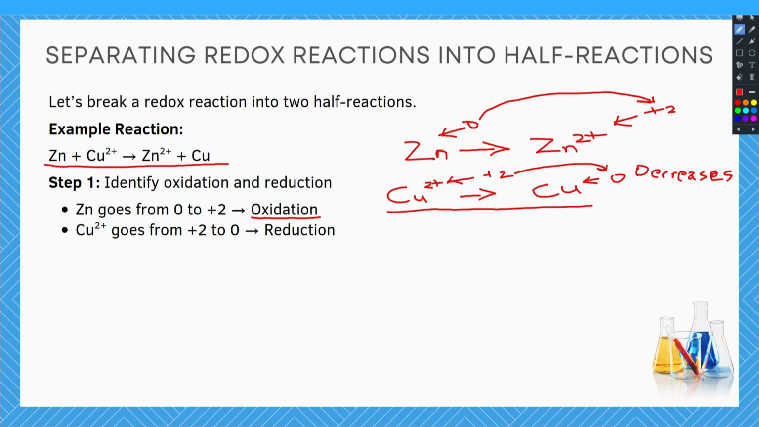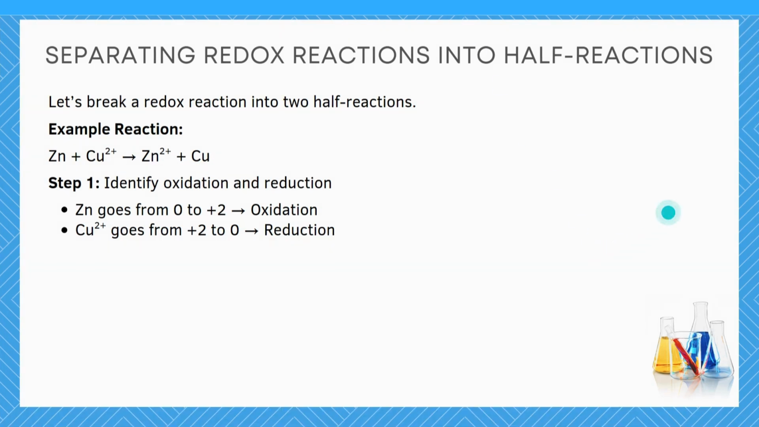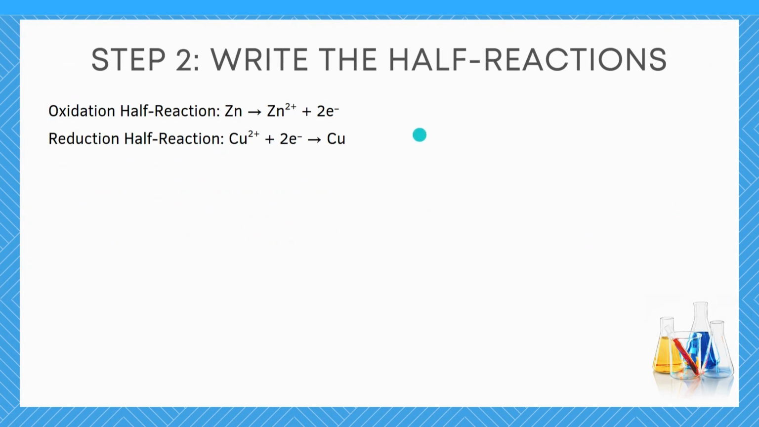Now my question is, when the oxidation number decreases, what happens? It is called reduction. So that's the first step to take. You break a redox reaction into two halves by identifying the oxidation and the reduction parts. So we've done that. Now what is the next step? The next step is to write the half reactions.